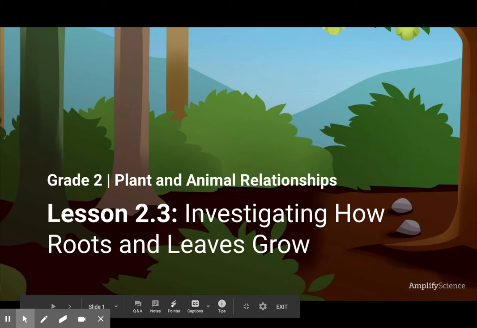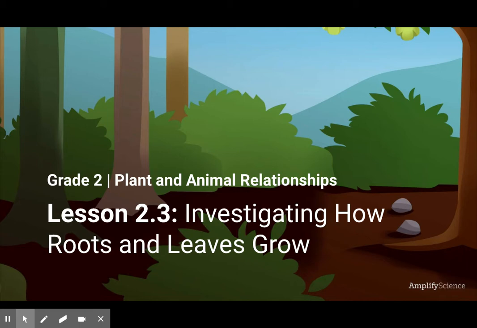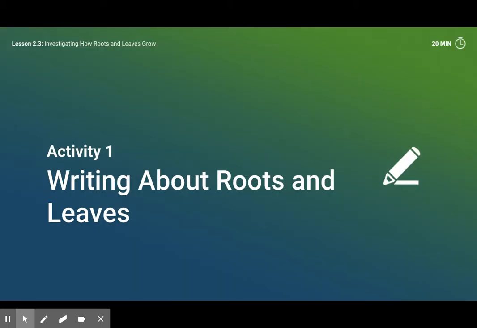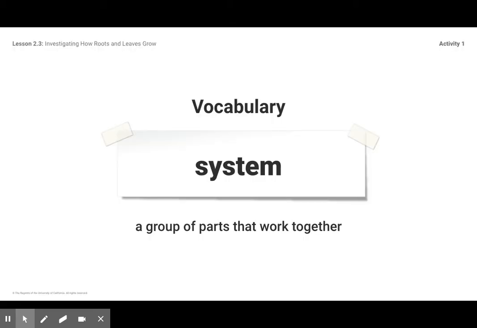Hi, boys and girls. So, we are going to continue to learn about plant and animal relationships. Lesson 2.3, we are going to investigate how roots and leaves grow. We're going to do that by completing a writing activity about roots and leaves.